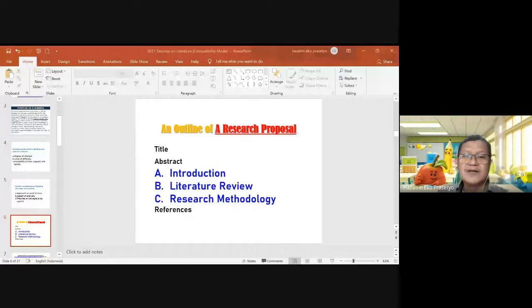For example, your title is moral values in movie. Or if you are specific, then religious moral values in some movie. And the first sentences of your abstract should say the objectives of this research are to identify the religious moral values found in the movies. And the second objective is to describe the moral values in detail.